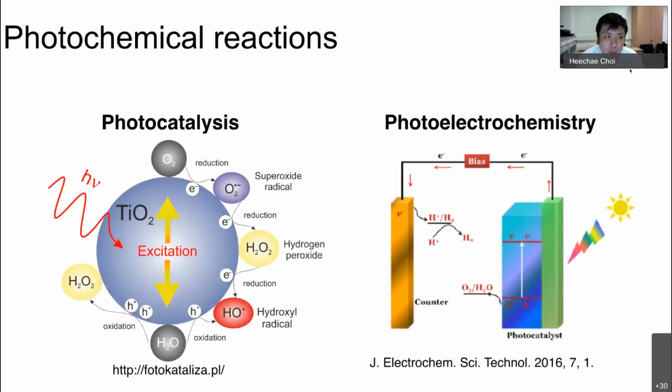The most common photochemical reactions in energy conversion are photocatalysis and photoelectrochemical reactions. Photocatalysis is literally with photon energy producing holes and electrons, and those are used for oxidation and reduction. TiO2 photocatalyst is used for organic decomposition, and it is mostly used for water splitting and hydrogen energy production. And PEC, photoelectrochemical reactions, are also very useful for water splitting. This is the combination of light energy and bias, which much accelerates the production of H2 hydrogen energy.